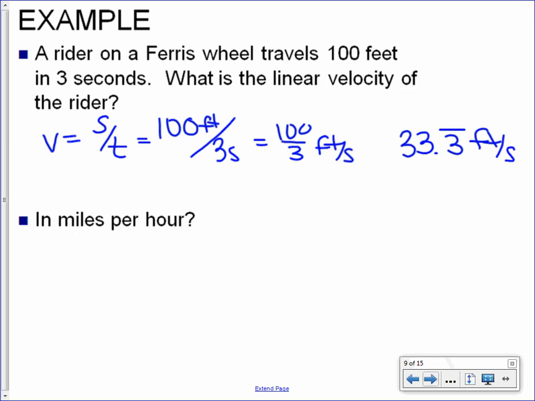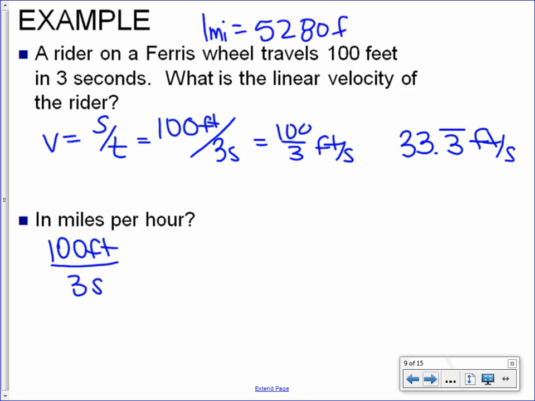So we are going 33.3 feet per second. Since it was written as a fraction here, that's what I'm going to write it as. We are going 100 feet per 3 seconds. Let's remember our conversions. Instead of feet, we want miles. How many feet are in a mile? 5,280. If you did not remember that, write it down. 1 mile is the same as 5,280 feet. Don't forget it.